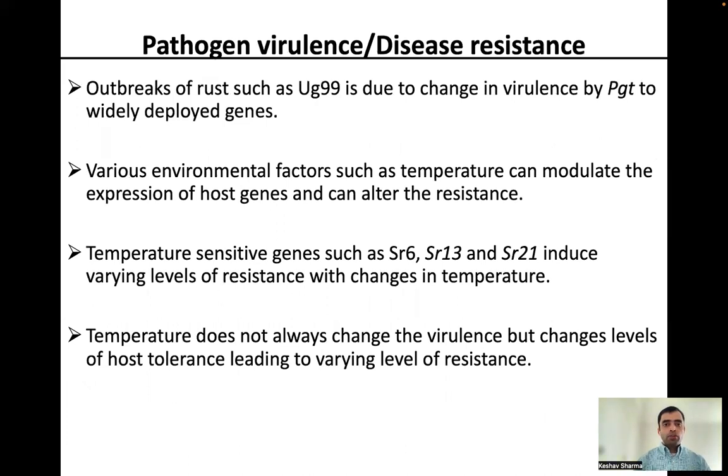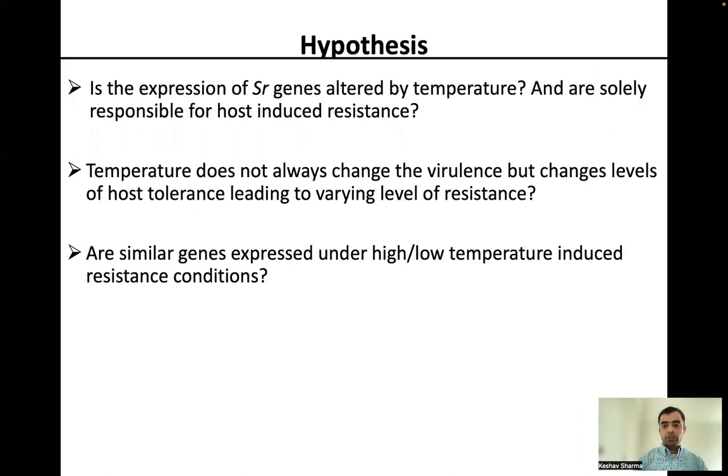Going through quick pathogen virulence and disease resistance. Outbreaks of rust such as Ug99 are due to changes in virulence by PGT to the widely deployed genes. Various environmental factors such as temperature can modulate the expression of host genes and can alter the resistance. Temperature-sensitive genes such as Sr6, Sr13, and Sr21 induce varying levels of resistance with changes in temperature. Temperature does not always change the virulence, but changes the level of host tolerance, leading to varying levels of resistance.